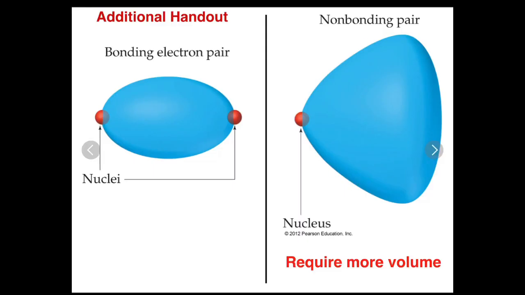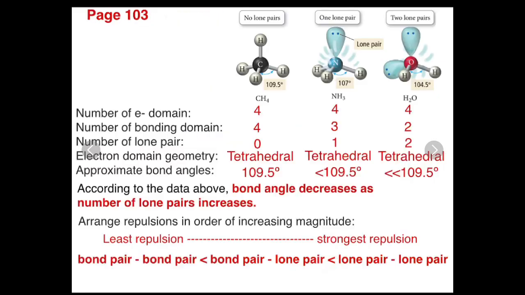The lone pair electron is on only the central atom, so there is nothing to minimize that electron density. Therefore it is going to require more space. So it is pushing the bond pairs even closer to each other. Therefore the bond angle decreases as the number of lone pairs increases.